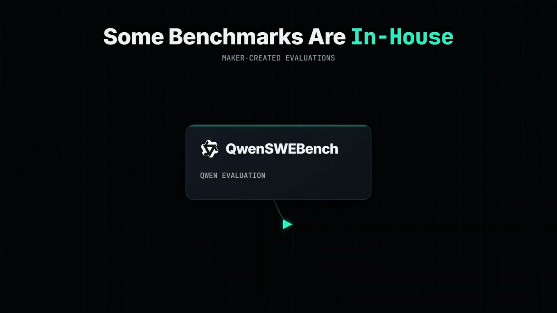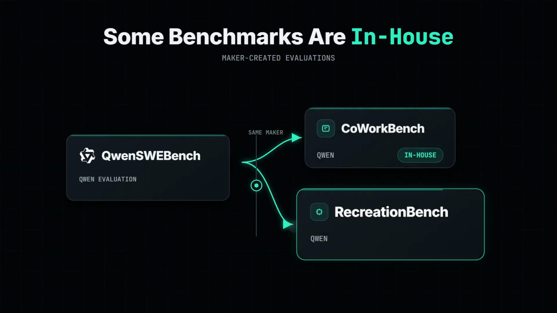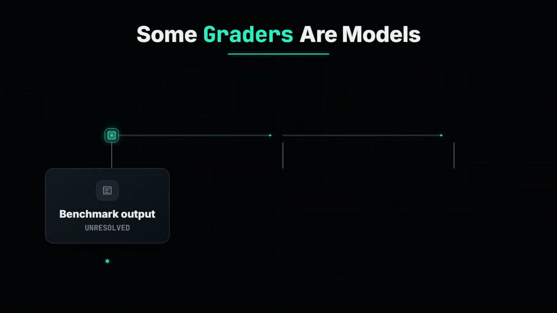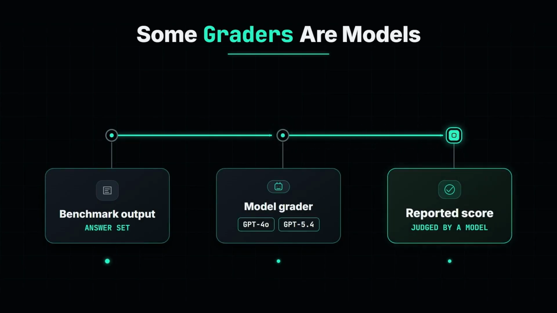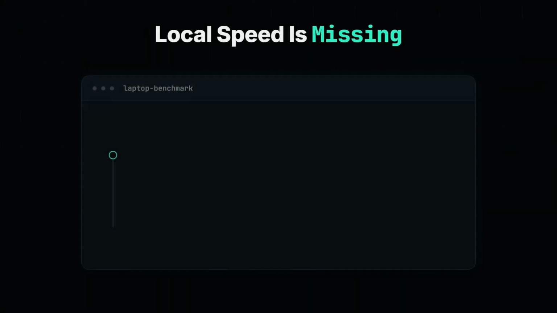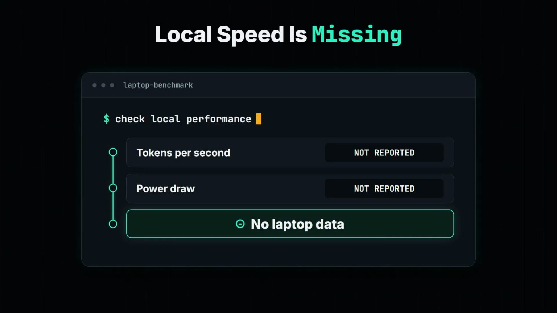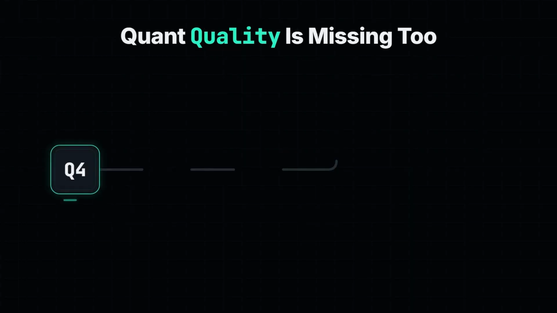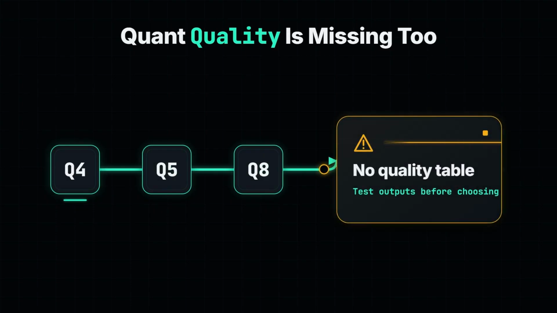An in-house evaluation is created by the model maker. Qwen labels 3 benchmarks in-house, making independent replication especially useful. A model grader uses another AI model to judge answers. Qwen names GPT-4o and GPT-5.4 in 2 evaluation setups. Laptop performance needs generation rate, power, heat, and first response delay. The packet reports none, so benchmark your exact machine. Smaller files may behave differently, but the packet gives no Q4, Q5, and Q8 quality comparison.